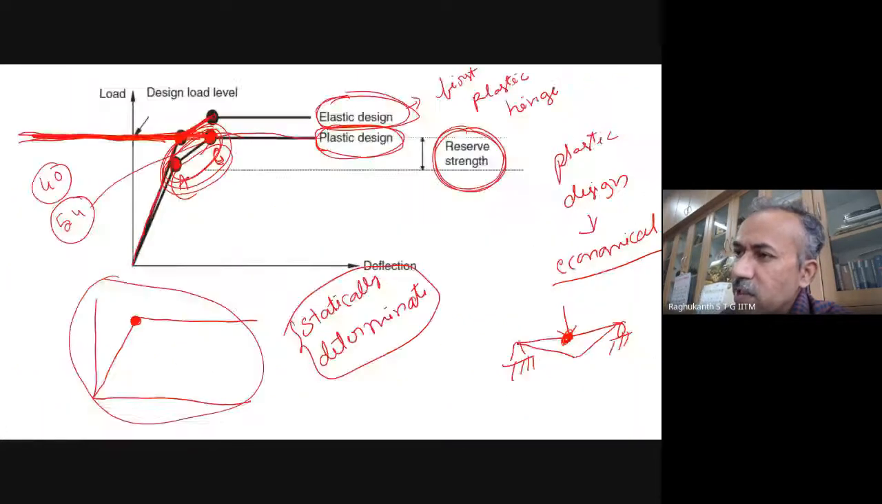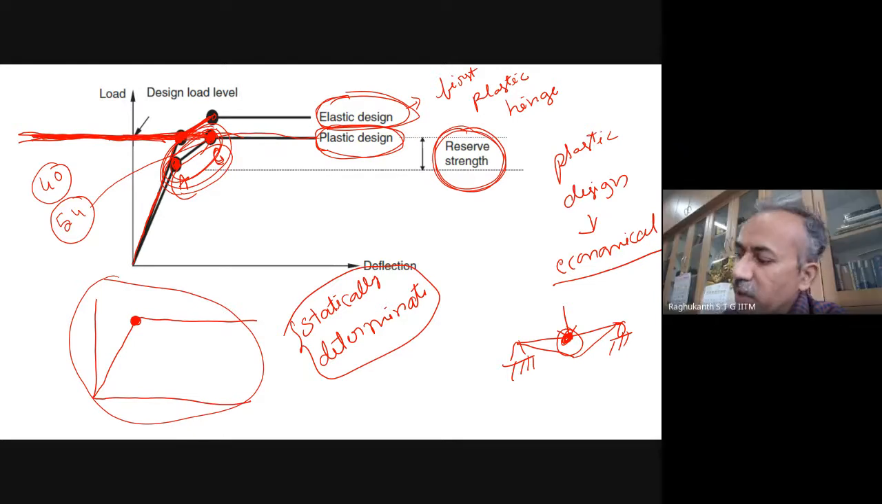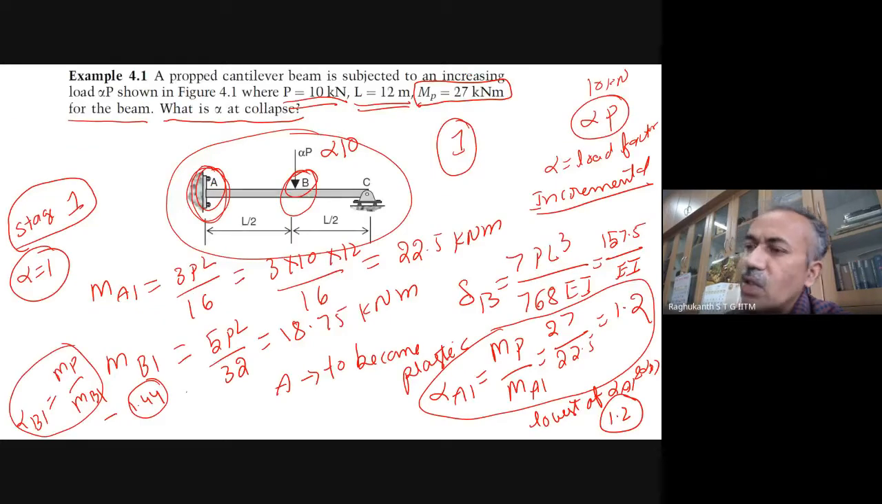How many plastic hinges were formed to complete collapse of this simply supported beam? It was one. But for the propped cantilever, it's two, because at A, as the fixed end, you should have one, and at B also you should have one. You followed. So two are there. So if redundancy is one, the number of plastic hinges required for complete collapse of the beam, you have to add one more. So 1 plus 1 becomes two.